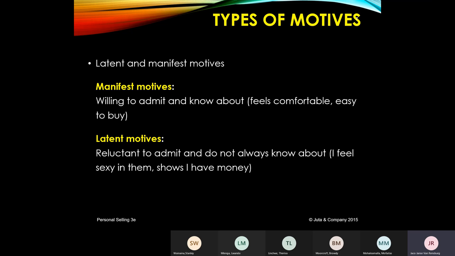Right. The types of needs: we've got our motives, we've got manifested motives and we've got latent motives. Your manifested motives, quite simply, are the ones that we are aware of, or that we feel comfortable with, that we know about and are willing to admit are one of the reasons why I bought this product. Your latent motives are slightly different. We are either not aware that it actually is one of the reasons that motivated us to buy a particular product, or maybe we're reluctant to admit that, you know what, I bought that expensive watch because I wanted my image to improve.